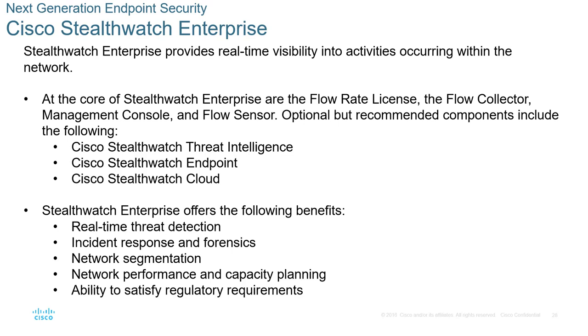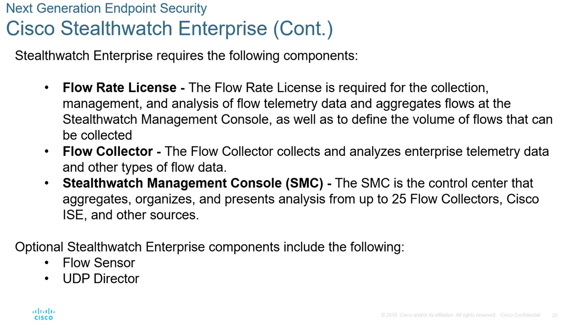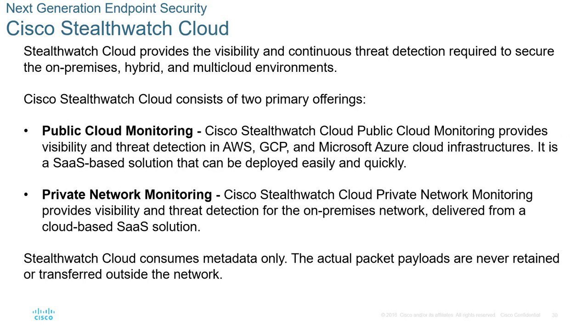And it does actually help with performance and capacity planning. If you have a better view of how the flow of data is happening through your network, then you can start planning where you need to do your upgrades. We also have our flow rate licenses we've already talked about. All of this is basically allowing for understanding the flow of data through the network. So that is our Stealthwatch Enterprise. Let's go ahead and talk about Stealthwatch Cloud.